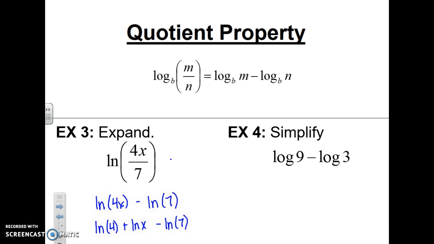If we have a problem like example 4, we've got the common log here, so we've got log of 9 minus log of 3. So that would be log of 9 divided by 3, which of course we could write as log of 3. Okay, so that is our quotient property.